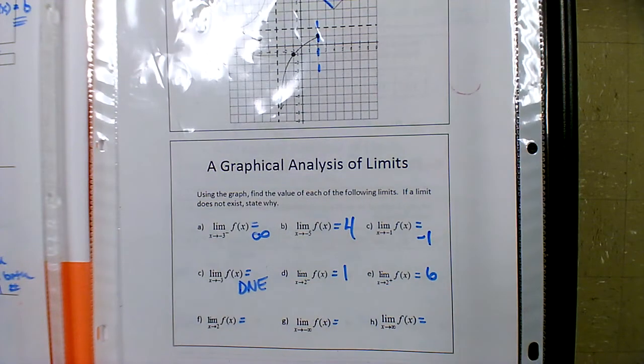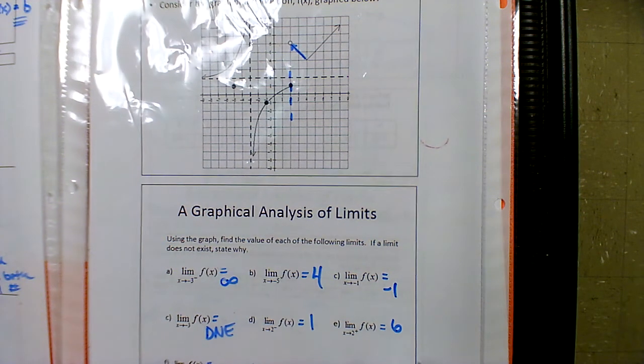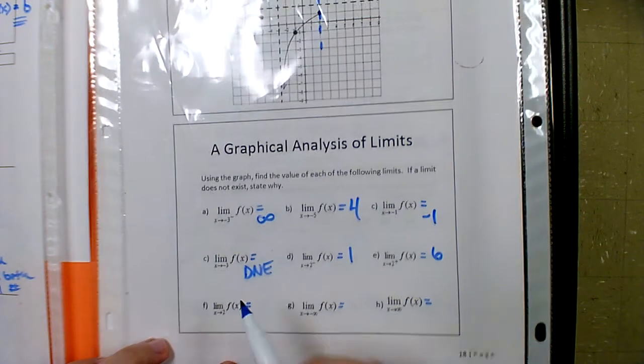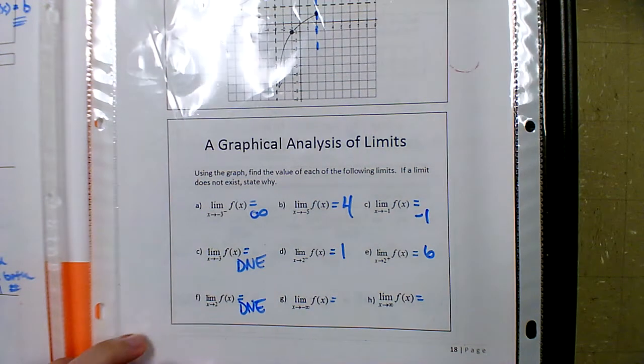All right, last two on the bottom. As we approach 2, so if you were to trace the left and the right, would they meet up? No, and we can clearly see that here, right? The left-hand side approached 1, the right-hand side approached 6. Clearly those are not approaching the same thing, so that doesn't exist.